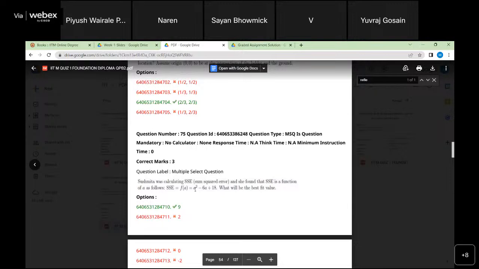See here. What is the vertex? Minus b by 2a, right? So minus b is minus of minus 6 here, right? And 2a, a equals 1, so that is 3, right? So if we put 3 here, what will we get? 9 minus 18 plus 18. So yeah, 9 is the answer, right? Plus 18 minus 18 will get cancelled.